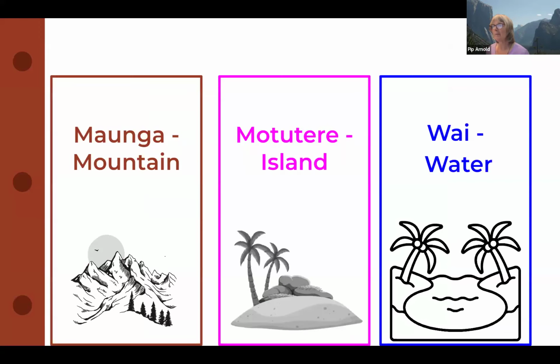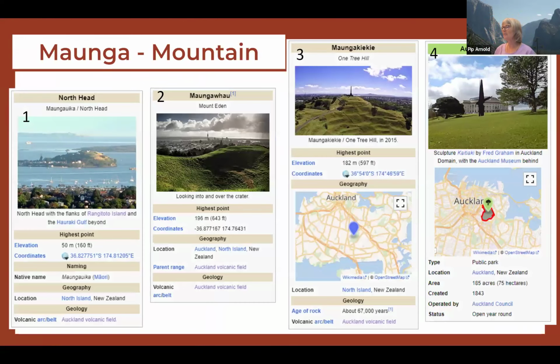So we're going to look at Maunga, Motu, and Wai. Those are the Māori terms for mountain, island, and water. We're going to start with this here. When we started thinking about where we'd get our data from, we went to Wikipedia because they had a nice list of the volcanoes in the Auckland volcanic field.